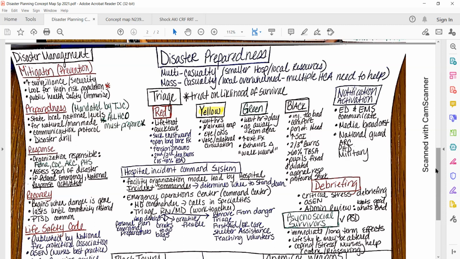So notification of the activation. So emergency room and EMS communicate. So then we'll say, hey, and usually the media gets it out.